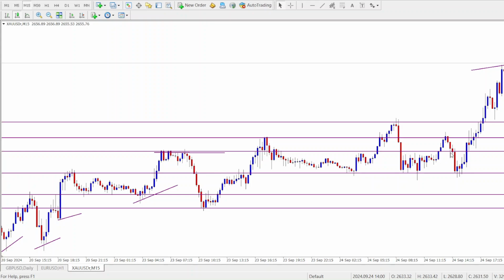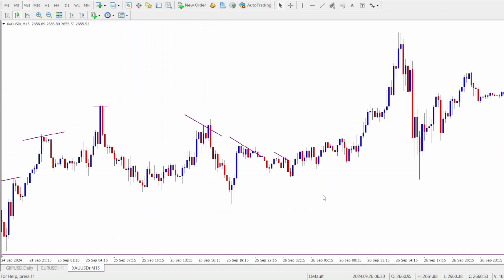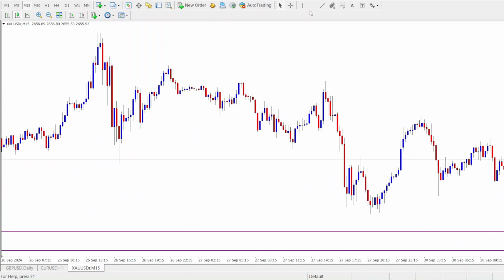In a downtrend, the opposite is true, with lower swing highs and lower swing lows. Let us just look at very practical examples. Now, this is a downtrend, right? We can see that this is a downtrend.